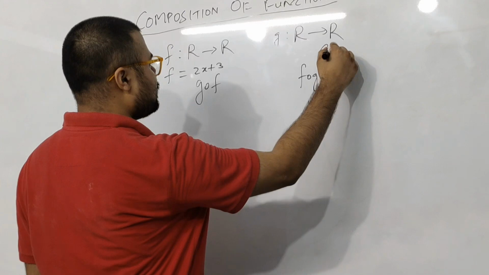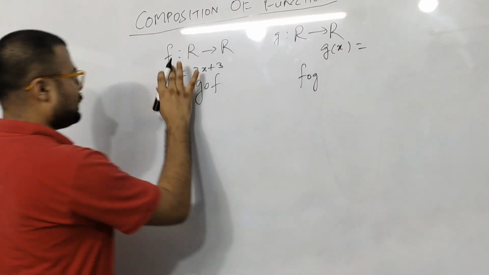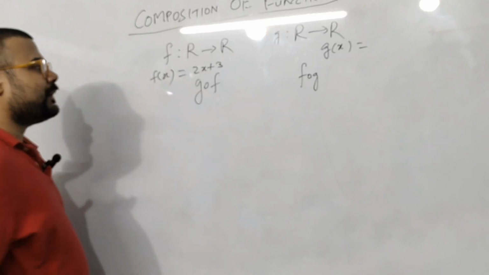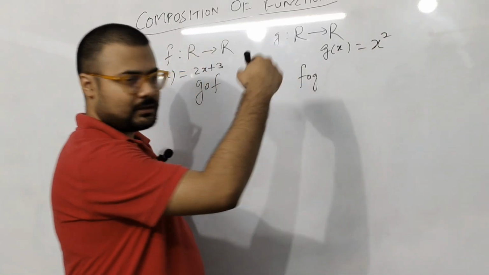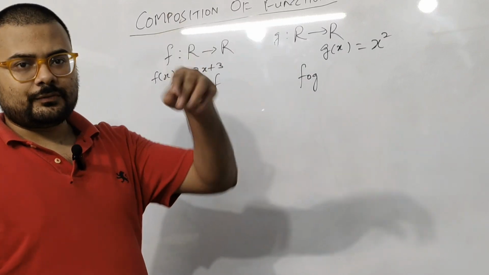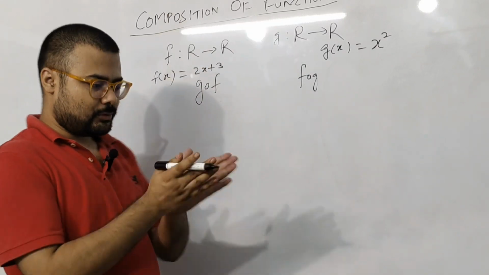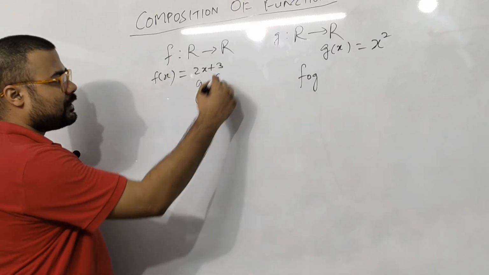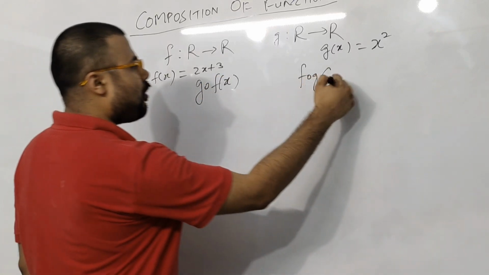Similarly, let's say f of x is equal to 2x plus 3 and g of x is equal to x square. So it's a parabola through the origin. So anyways, if this is the case, then what is g∘f(x) and what is f∘g(x)? Try to find out g∘f(x) and f∘g(x).